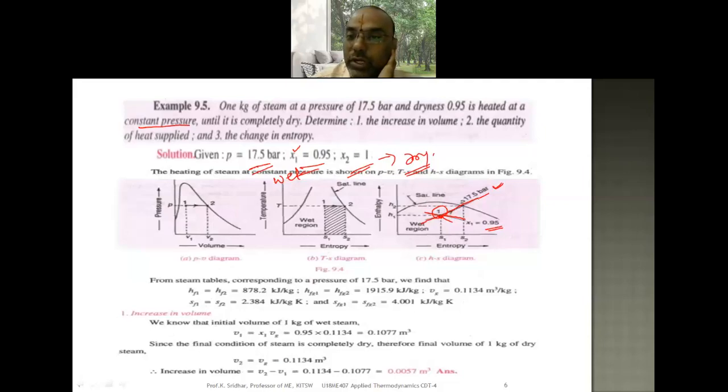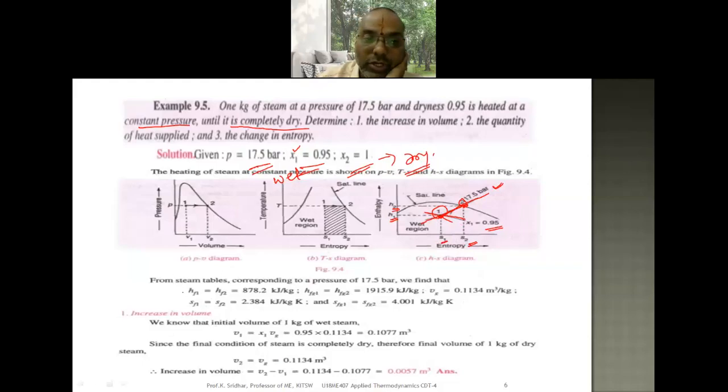Because it is a constant pressure line, you just follow the same line until it reaches the dry saturation line, because we want it until it is completely dry. So this is my point number 2. Once you have located point number 1 as well as point number 2, find the values of H1, H2, S1 as well as S2 from the Mollier chart.